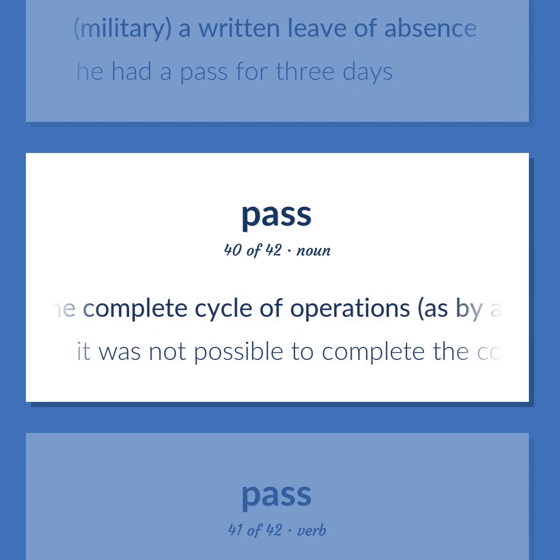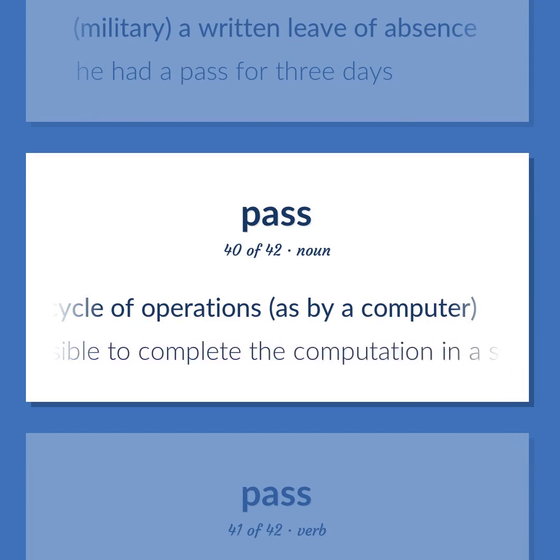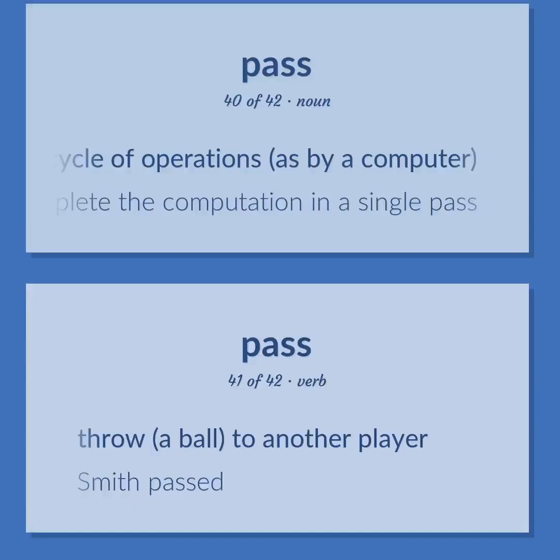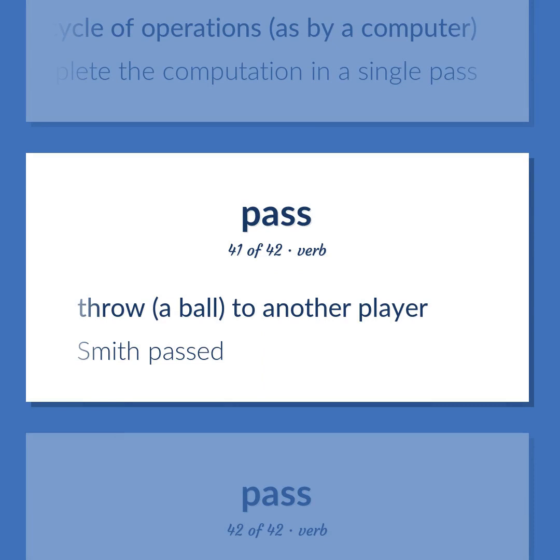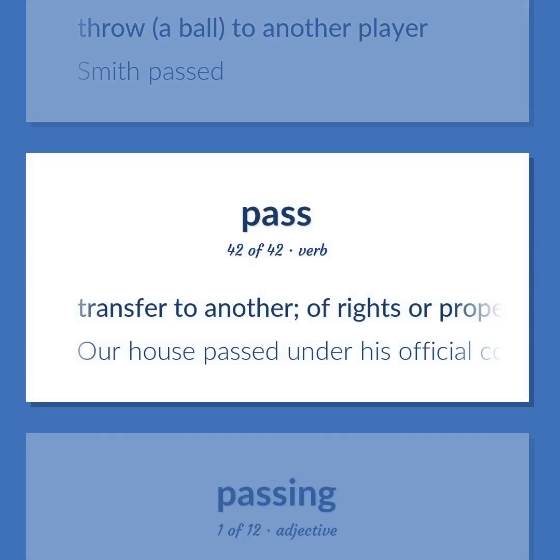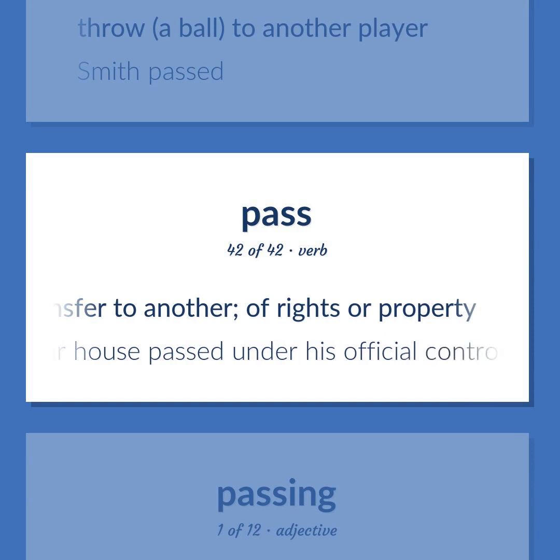One complete cycle of operations, as by a computer. It was not possible to complete the computation in a single pass. Throw a ball to another player. Smith passed. Transfer to another, of rights or property. Our house passed under his official control.